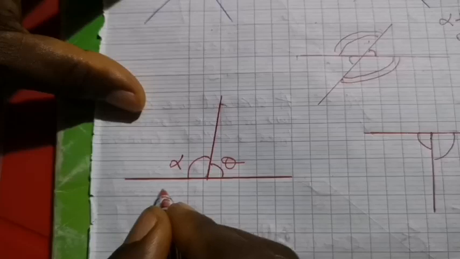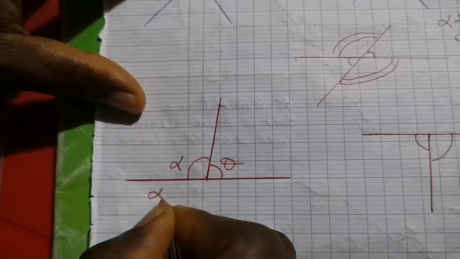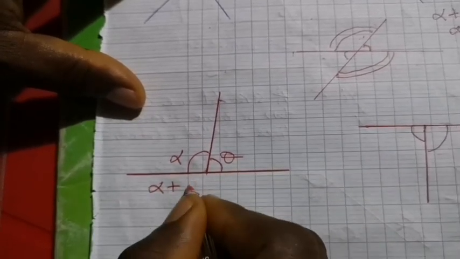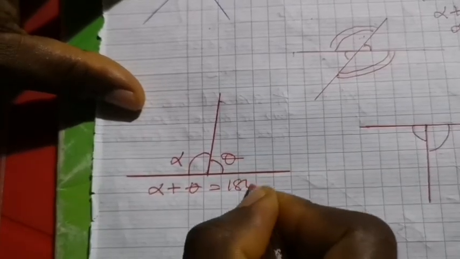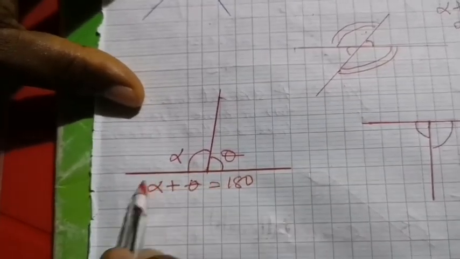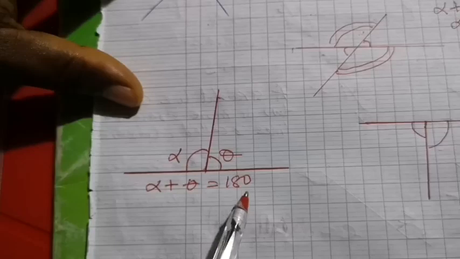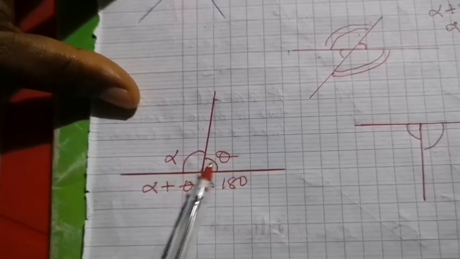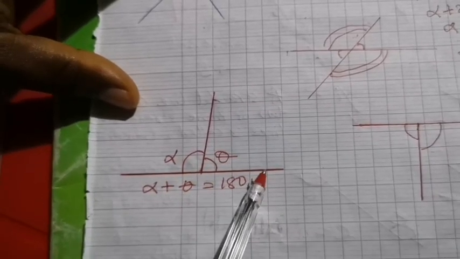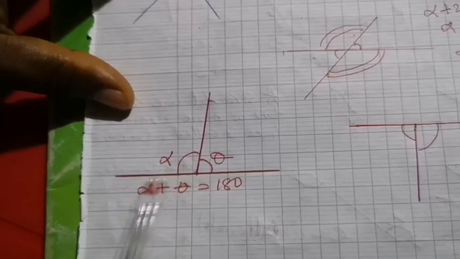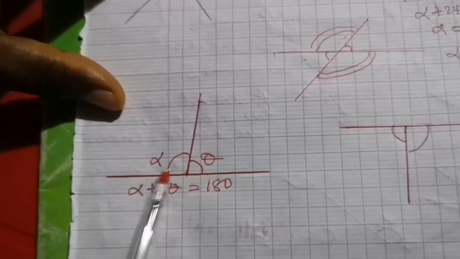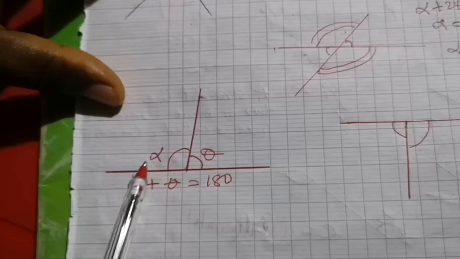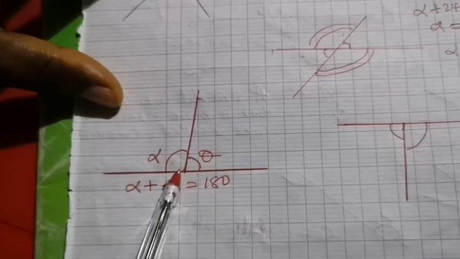Okay. So if we have angle alpha here and angle theta here, then these two angles are adjacent to each other, and we say that adjacent angles sum up to 180 degrees. So alpha plus theta is equal to 180 degrees. You can say adjacent angles sum up to 180 degrees, or you can say angles on a straight line are equal to 180 degrees. These are the two reasons you can give in this place. So this is called adjacent angles, or you can say that these two angles are on a straight line.